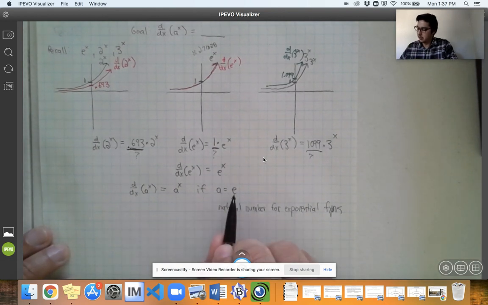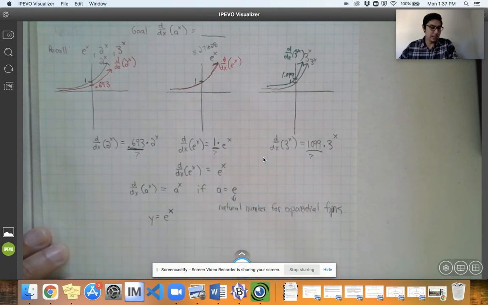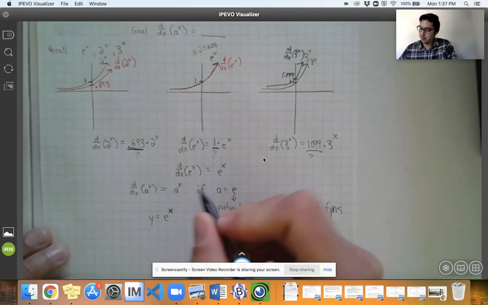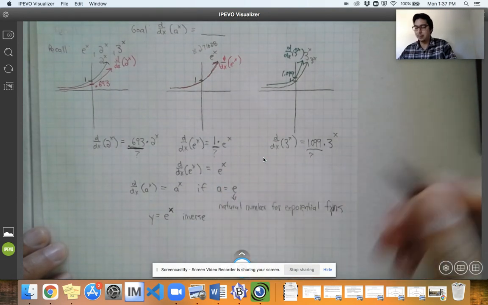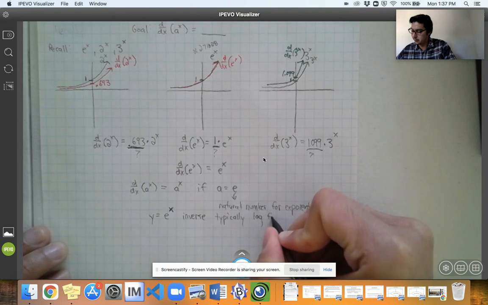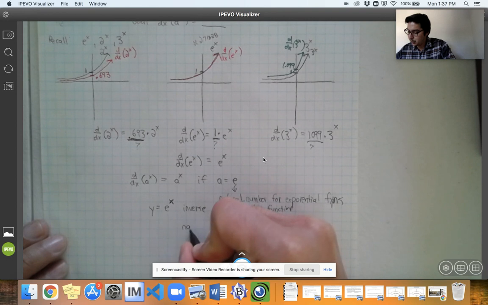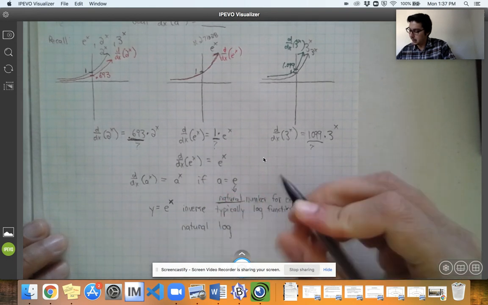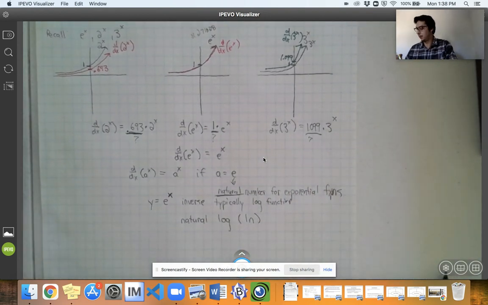We could write that as y equals e to the x is natural. And how that relates is that the inverse of this function, remember that for exponentials, the inverse is typically a log function, because that's what allows us to bring the exponent in front. But because e is so natural, there's actually what's called a natural log. And that is denoted by ln on your calculator. All right, and that is big. So ln.